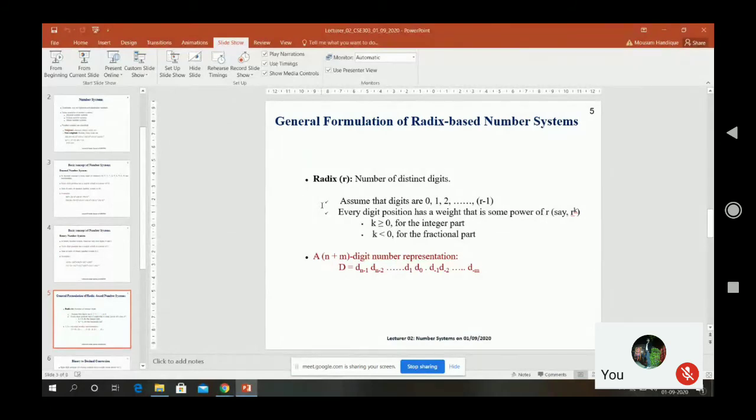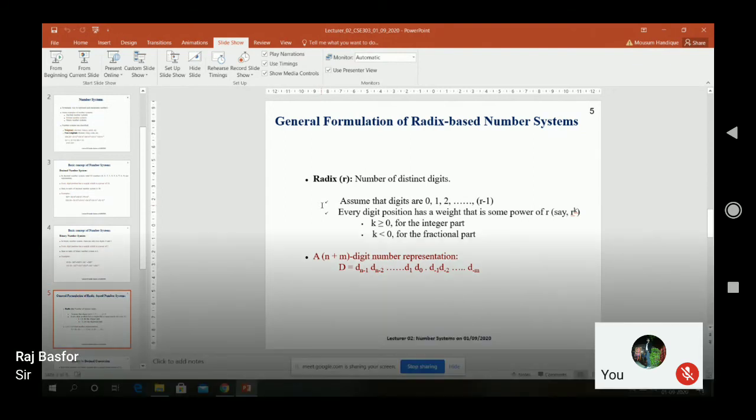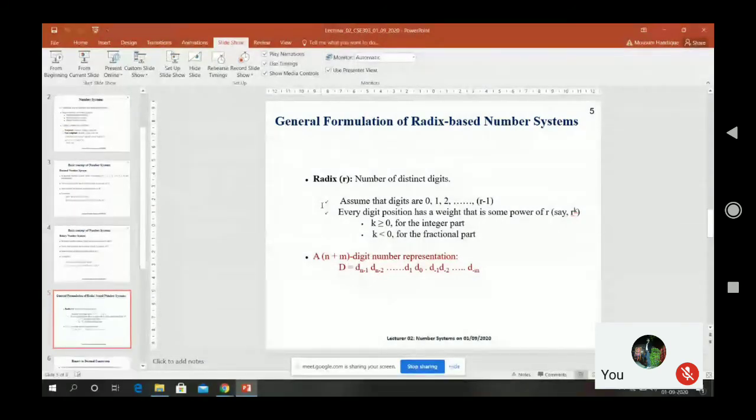Is anyone not asking about this particular one? Why am I using r minus 1? The first point, assume the digits are 0, 1, 2. Why am I going only to r minus 1? What is the concept behind this? Sir, for example, for the decimal system, since the base is 10, the numbers are from 0 to 9, not 10.